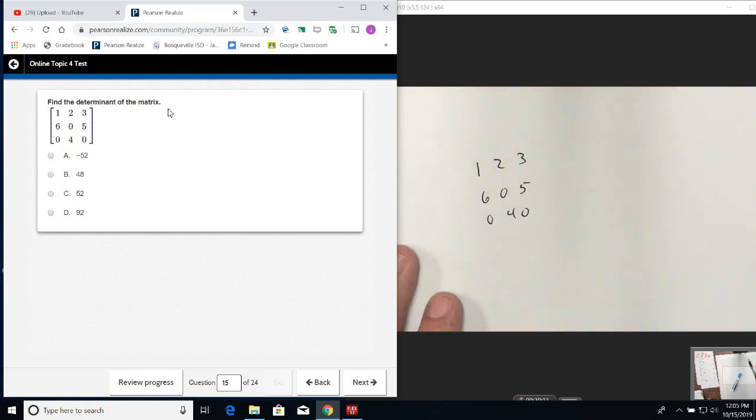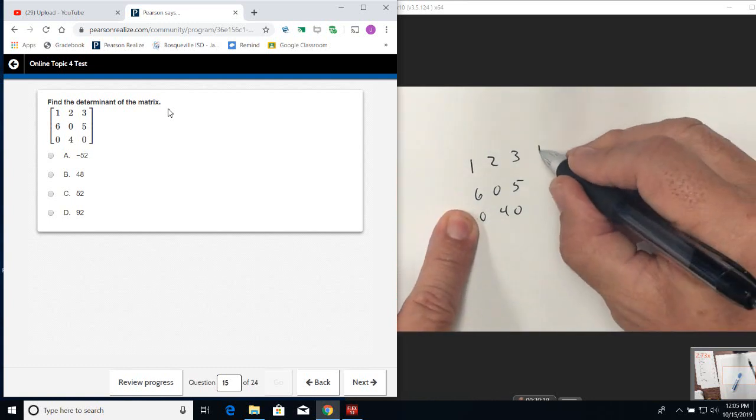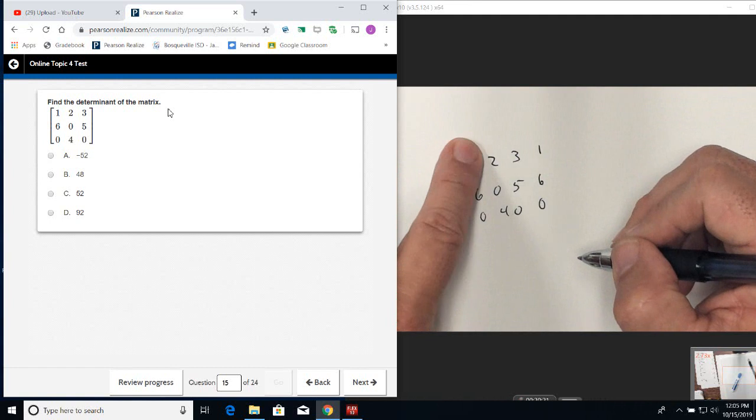Y'all had trouble with this on the homework check, so if y'all have to redo the homework check, here's all you've got to do to find the determinant without a calculator: recopy column 1, and then recopy column 2.